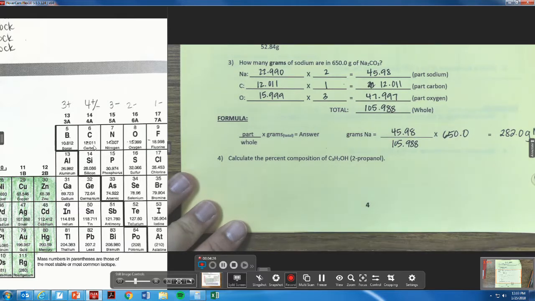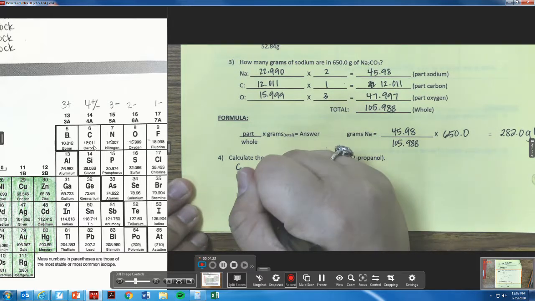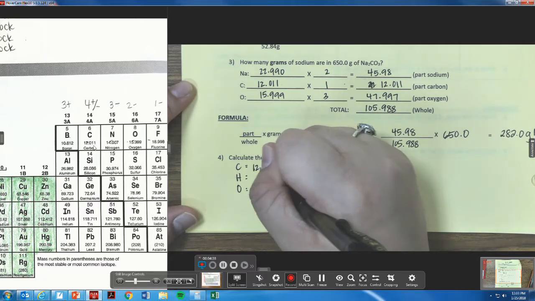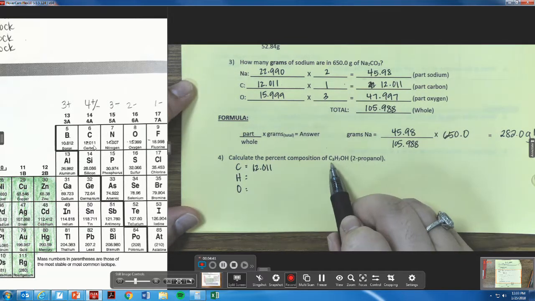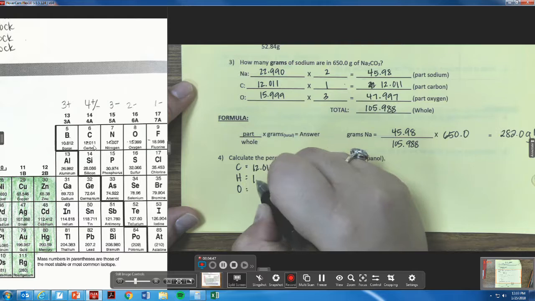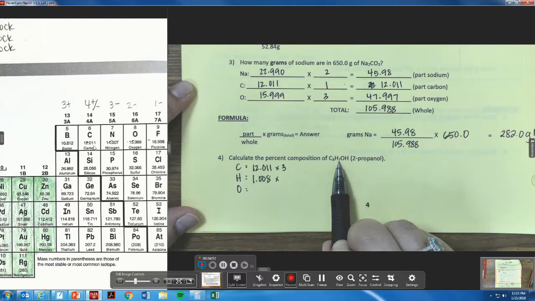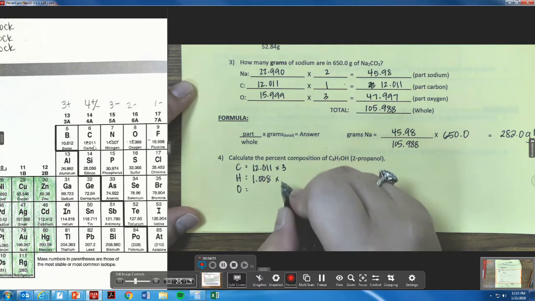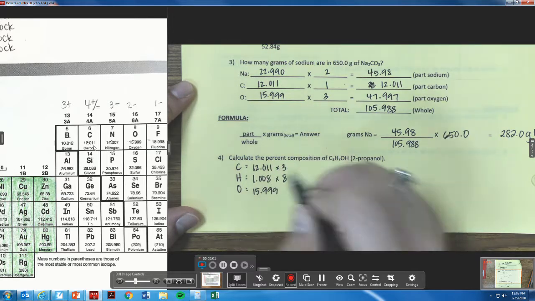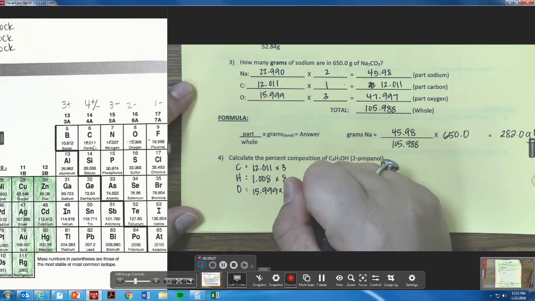Let's start. We have 3 elements: carbon, hydrogen, and oxygen. Carbon's atomic mass is 12.011, and we have 3 carbons. Hydrogen has an atomic mass of 1.008, and we have 7 here and another one here, so that's 8 hydrogens. Oxygen is 15.999 on our periodic table, and we only have 1.